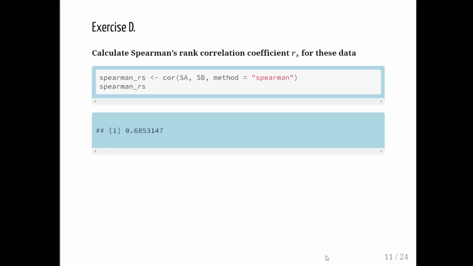Anyway, Spearman's RS: cor(SA, SB, method = "spearman"), and there we have it, 0.6853. And Kendall's tau. Kendall's rank correlation coefficient tau is cor(SA, SB, method = "kendall"). And there we have the value, 0.515151.